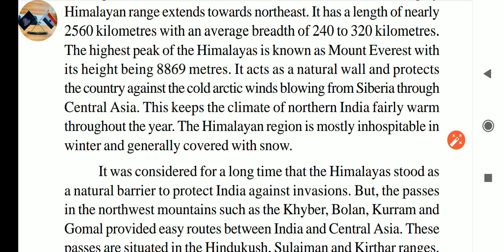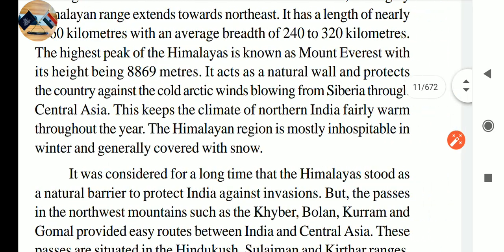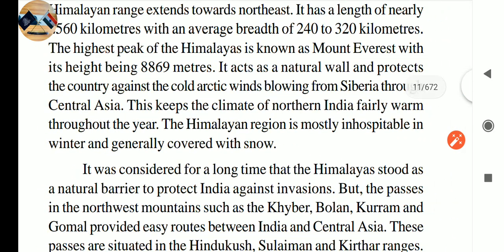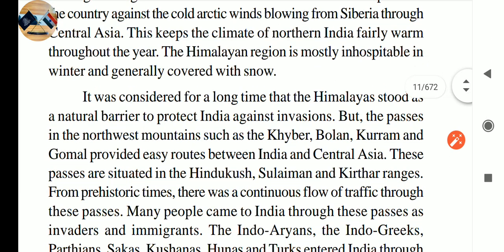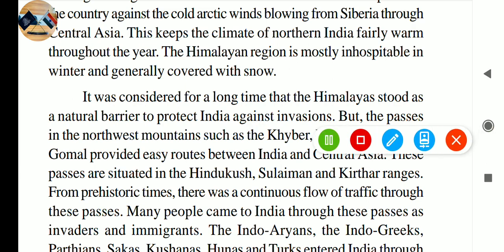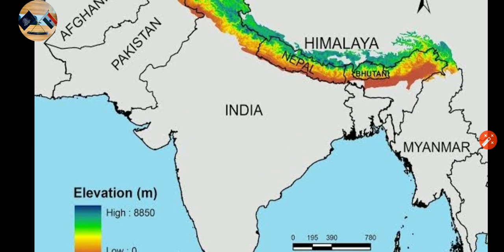It acts as a natural wall and protects the country against the cold Arctic winds from Central Asia. Of course, when there is a wall, it stops the winds flowing from that region. So it is always hot. They feel it in the north of India. Most of the time they feel very hot, and of course the Himalayan range is almost always inhospitable, and it is covered with snow. Yeah, let me go to the somewhere here comes.